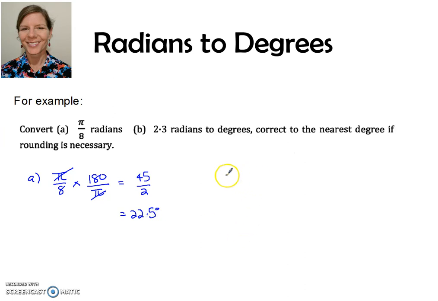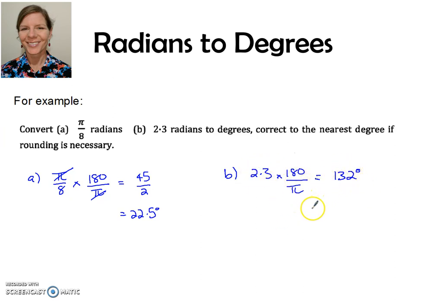for that one. And for this one, now this is just going to give you some irrational number because you're dividing by pi, but that's okay. It says round to the nearest degree, and if you work that out to the nearest degree, you get 132 degrees. So much bigger in terms of degrees.